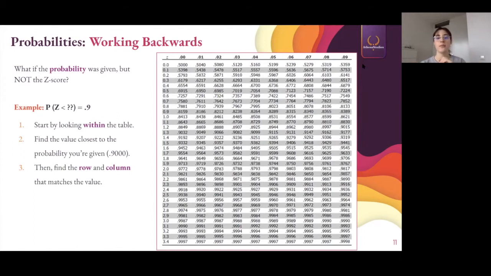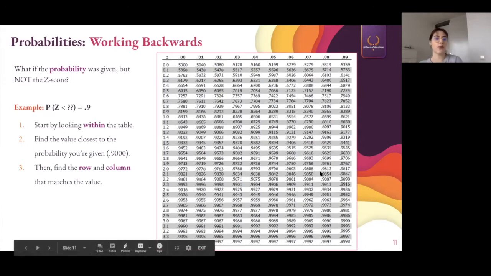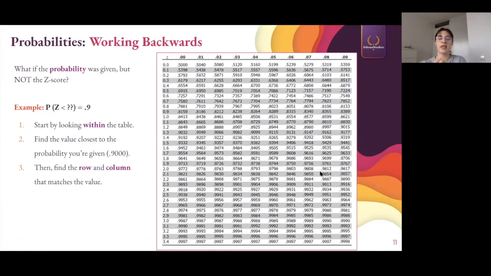So this time we have to start by looking within the table. So we don't look at the outside because those are the z-scores and we don't know the z-score yet. And the inside is all about probabilities. So that's where we're going to look first. So we look within the table and we find the value closest to the probability that we're trying to find. In this case, it's 0.9000, because all of these probabilities are 4 decimal places. So once we find that number, then we find the row and column that matches that value. So in this case, we're trying to find this 0.9000.